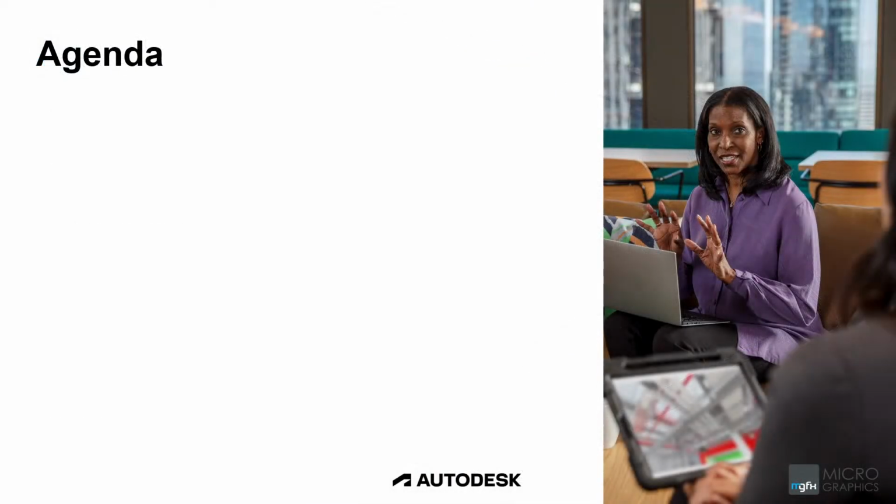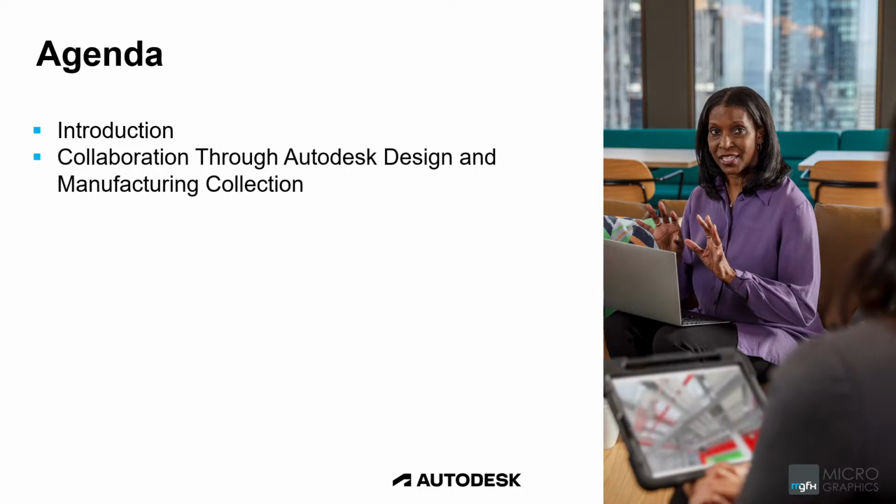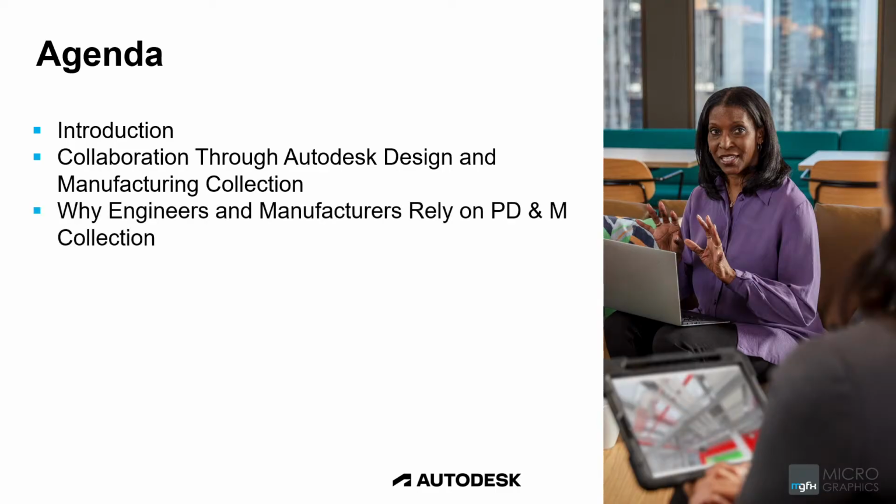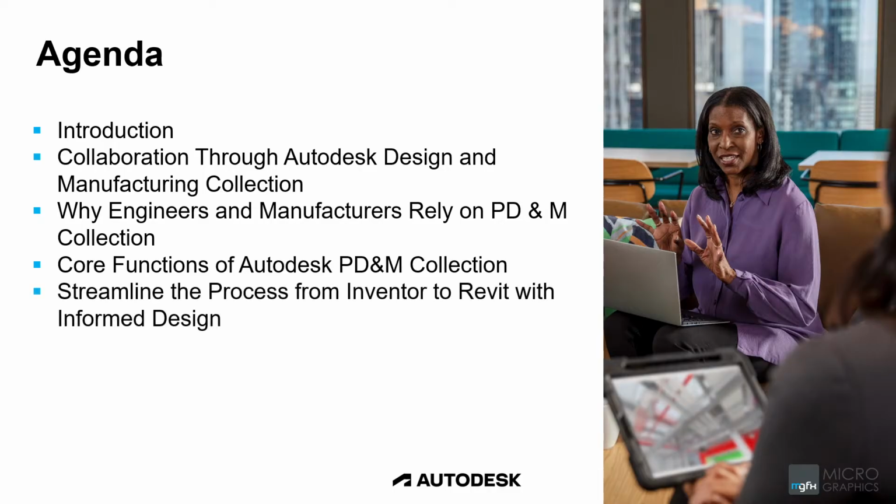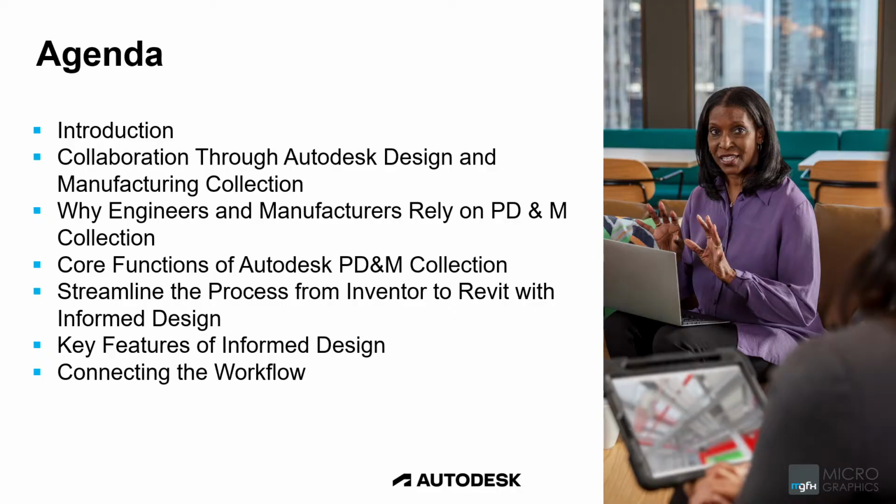Now, what is on the agenda for today? We're going to have a small introduction, collaboration through the Autodesk Design and Manufacturing Collection, why engineers and manufacturers rely on the PD&M collection, that is Product Design and Manufacturing Collection, what the core functions of the PD&M collection are, the streamlining of the process from Autodesk Inventor to Revit with Informed Design, key features of Informed Design, and finally connecting the workflow. And lastly, we'll have a summary.